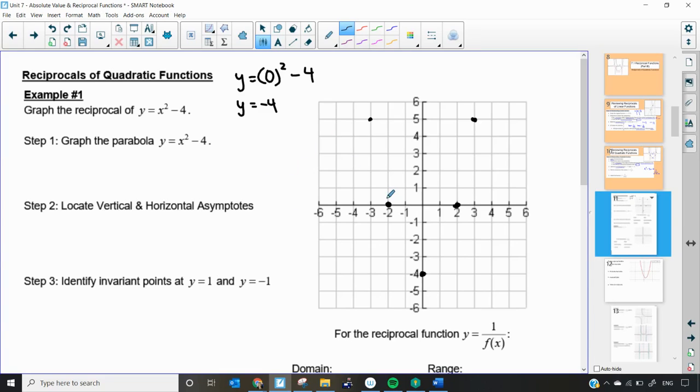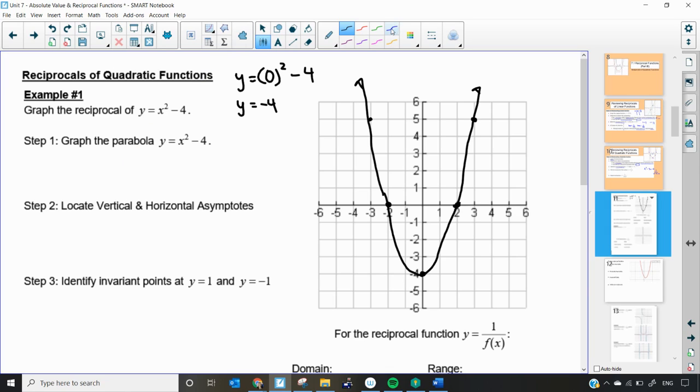Now, once we have our points plotted, then we're going to sketch the curve. We'll do the best we can to curve that parabola. If you take a look at my notes, they'll probably be a little bit more accurate than I'll be able to get on screen. But we have kind of our parabolic shape there. Now, once we have our parabola sketched, we found our x-intercepts and y-intercepts, and I used a couple more points to get a more accurate graph, then we're going to find our vertical and horizontal asymptotes.